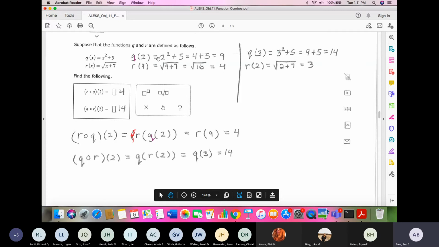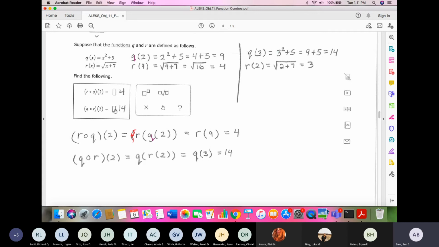Find Q of 3. That means we're going to take 3 and plug it in for x. So we get 3 squared plus 5. 3 squared means we have two 3's multiplied together. 3 times 3 is 9, plus this 5. 9 plus 5 is 14. So Q of 3 is 14. That means we're done now. So this answer is 14.